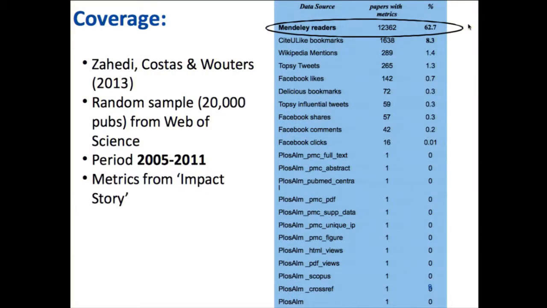In any case, let's start with some of the results in terms of coverage. We did this study recently, and basically we looked at a random sample of 20,000 publications from the Web of Science, and we searched for metrics in ImpactStory. We also considered a relatively large period of time, from 2005 to 2011, and here you have the main results. This first table tells us that the main Altmetric player is Mendeley. Mendeley is the king of Altmetrics. It's the one that covers more papers than any other.